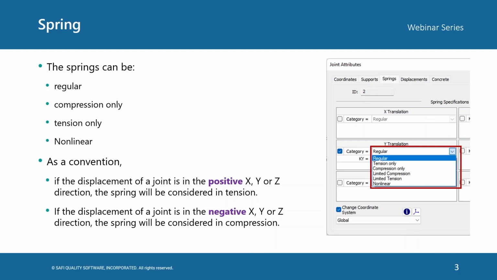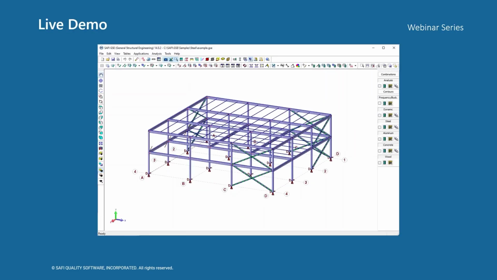As for the convention, if the displacement of a joint is in the positive x, y, or z direction, the spring will be considered in tension. If the displacement of a joint is in the negative x, y, and z direction, the spring will be considered in compression. Without further ado, let's start our demo.